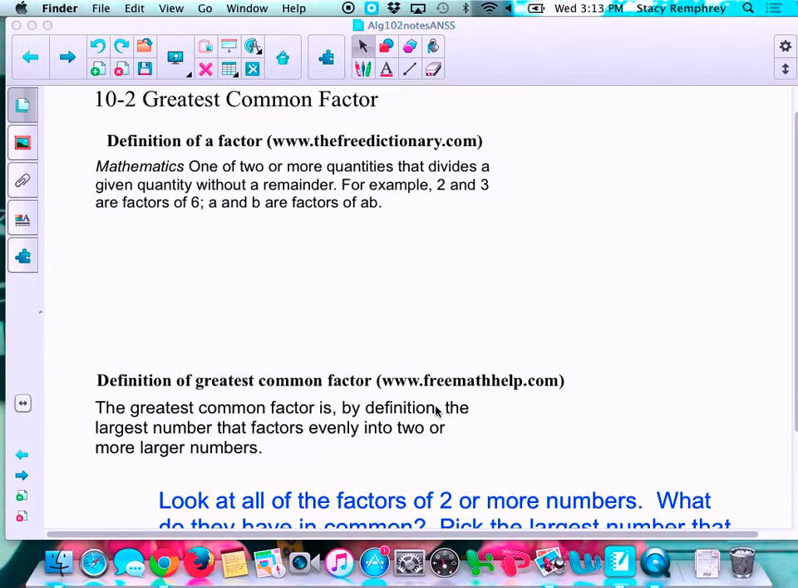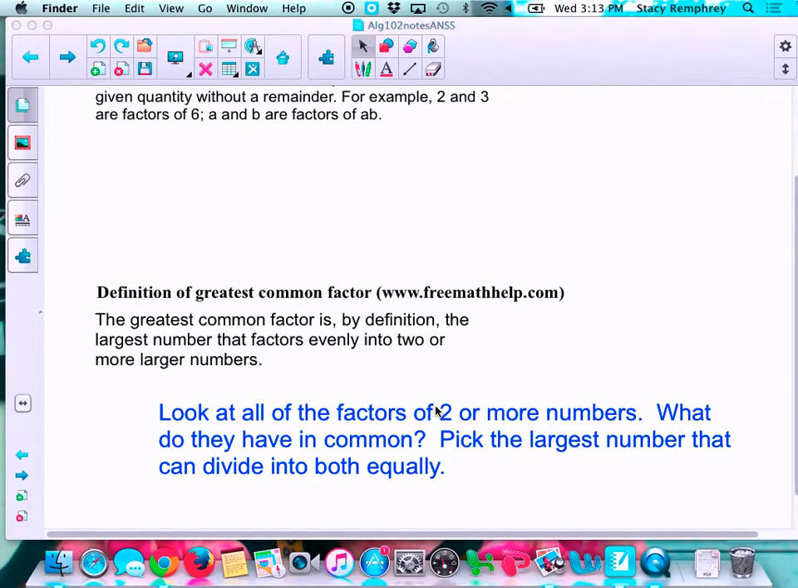The greatest common factor is when you're looking at 2 or more numbers and you're looking for, again, think of the different definitions. Factor, part of the piece that multiplies them. Common, those parts that are in common, and we want the greatest one of those. So if you look at all of the factors of 2 or more numbers, what do they have in common? Pick the largest number that can divide into both equally. And by equally, I mean with no remainder.